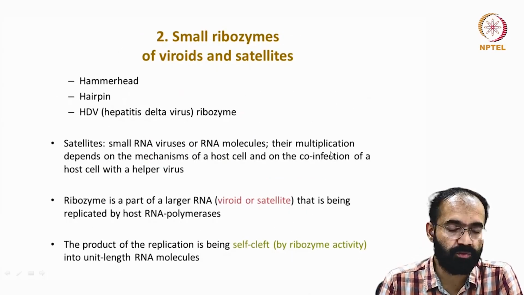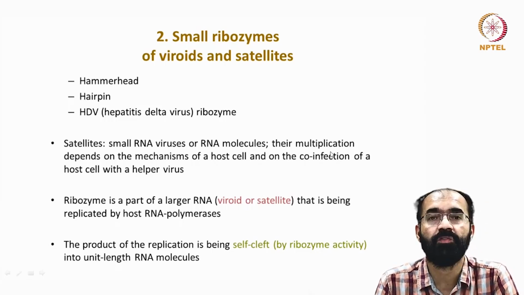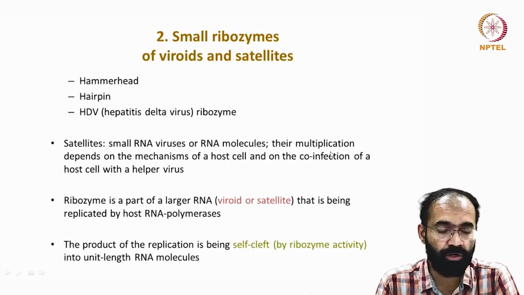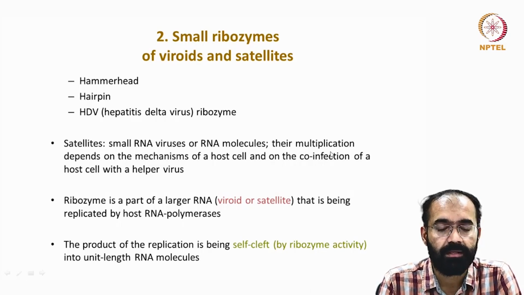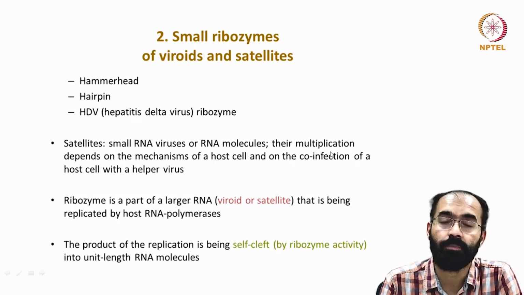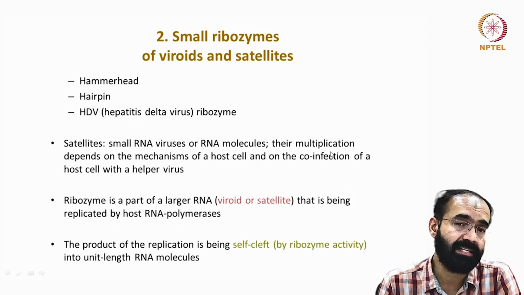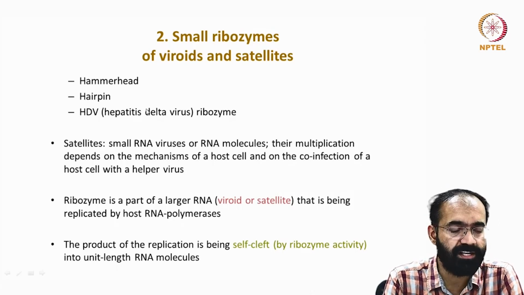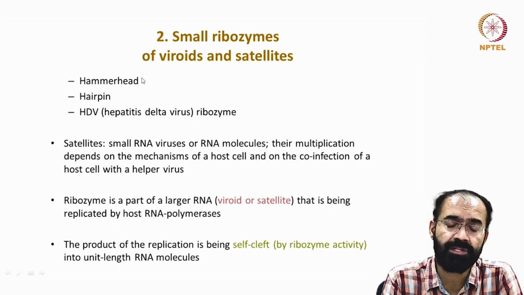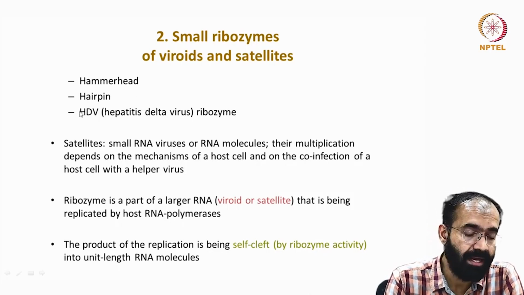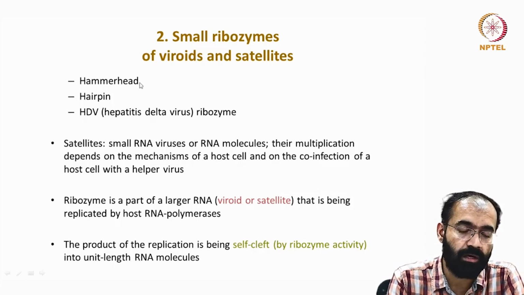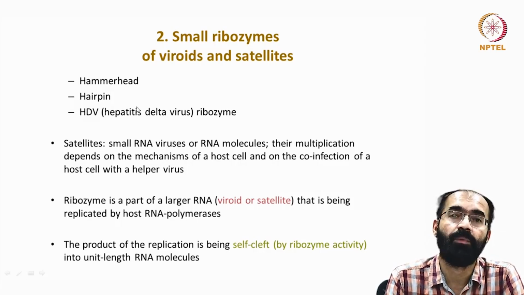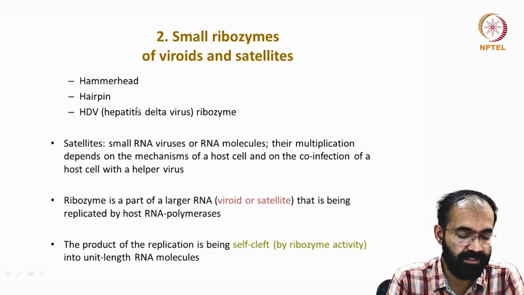Now coming to group 2. We have seen the metalloribozymes, two of them, ribonuclease P and the self-splicing intron, and then comes group 2, that is small ribozymes. Ribozymes, basically these ones are normally the viroids and the satellites. They are of three major types: hammerhead ribozyme, hairpin ribozyme and hepatitis delta virus ribozyme. These are all the major groups of ribozymes that come under small ribozymes because they are shorter in structure.